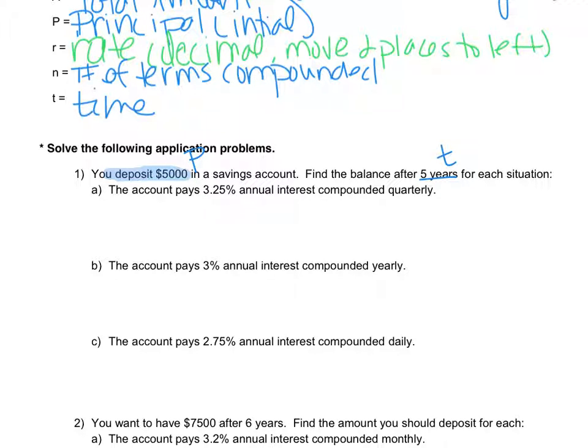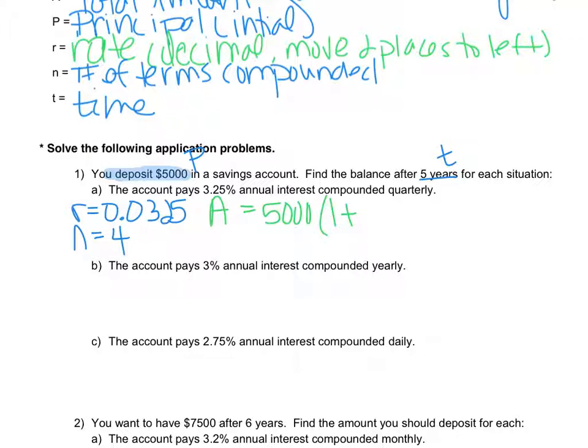First of all, let's change R into a decimal: 0.0325. So you move the decimal twice to the left. And then quarterly means 4. So then our equation is A equals the initial amount, which was 5,000, times 1 plus the rate, 0.0325, all over the number of terms compounded.